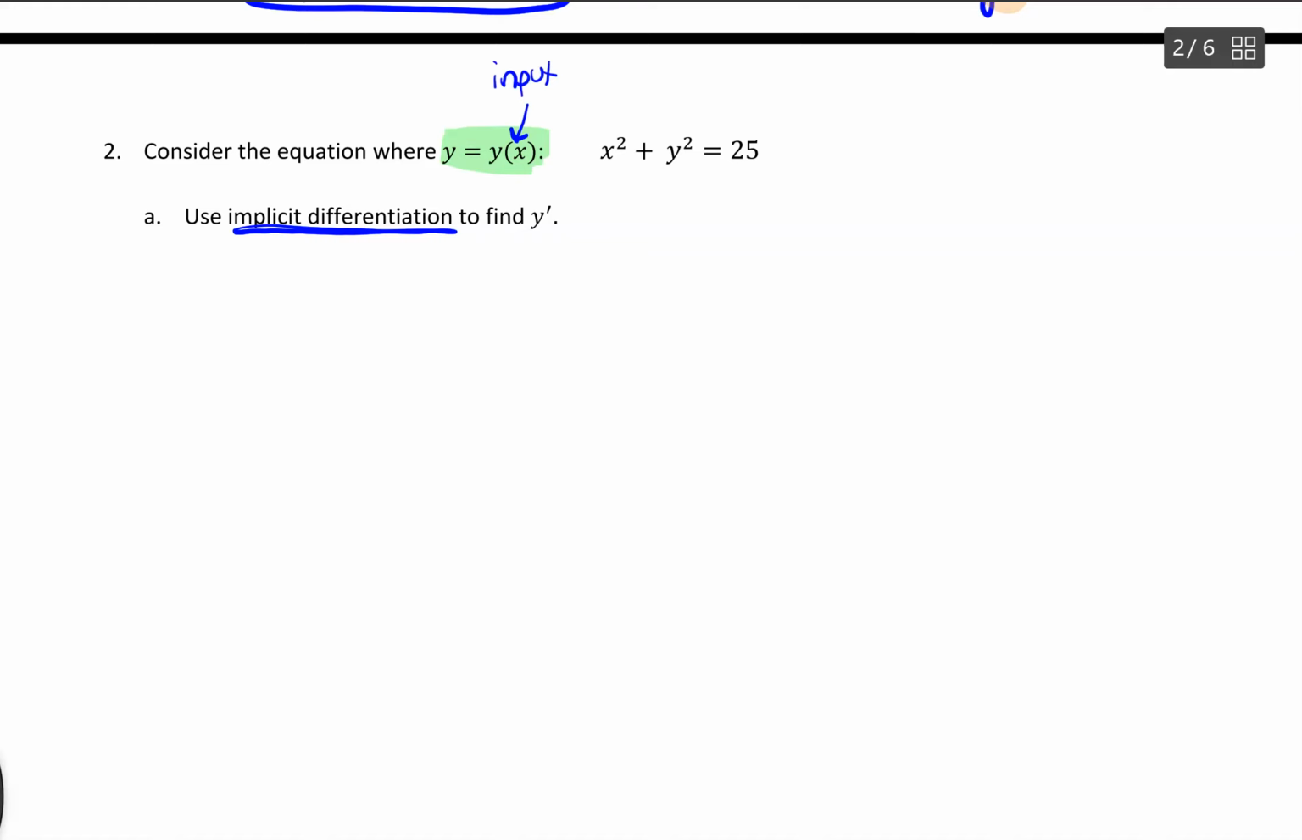So that means we're going to treat x like a plain variable. That means if I take the derivative of an x, it's the plain old x, it's going to be a 1. And that means my y is acting like a function. So y is a function. So if I have y prime, it's not going to be a 1.